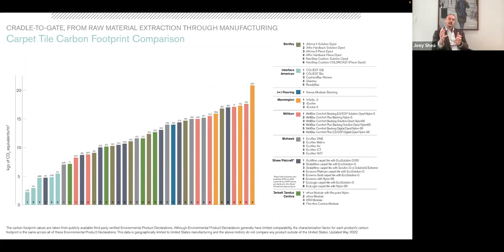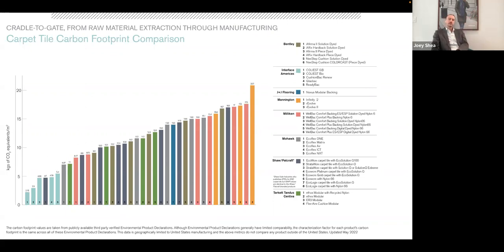So what you're looking at here is the entire carpet tile industry that is available in North America. So this is basically every major North American made carpet tile. And you can see the carbon footprint listed here. And this is, again, cradle to gate or the full supply chain. This is what I would call the core definition of embodied carbon. The upstream all the way through the final manufacturing process.